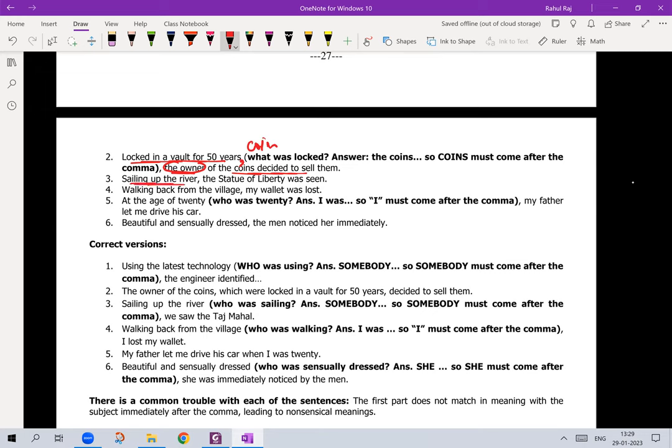Selling up the river, the Statue of Liberty was seen. This is crap. It gives the meaning that the Statue of Liberty was selling up the river. A subject should come: selling up the river, I saw the Statue of Liberty. Agreed? Anyone, any doubt? Walking back from the village, my wallet was lost. Crap, because it gives the meaning that your wallet was walking back from the village. That's not the case. The case would be that you were walking. So: walking back from the village, I lost my wallet.